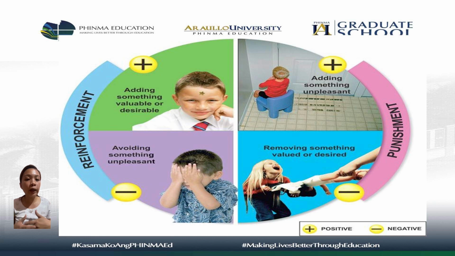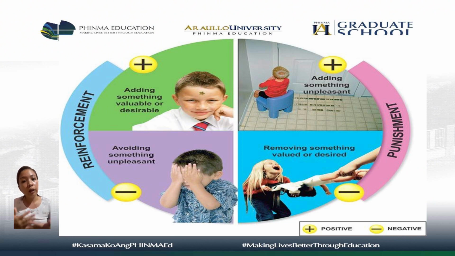So the second way of punishment is negative punishment. Negative punishment means we are removing or taking away something pleasant, valuable, or desirable to our students. O ito, yung mga bagay na gusto ng isang estudyante na tinatanggal natin as a consequence for their bad behavior to weaken the behavior of our students.